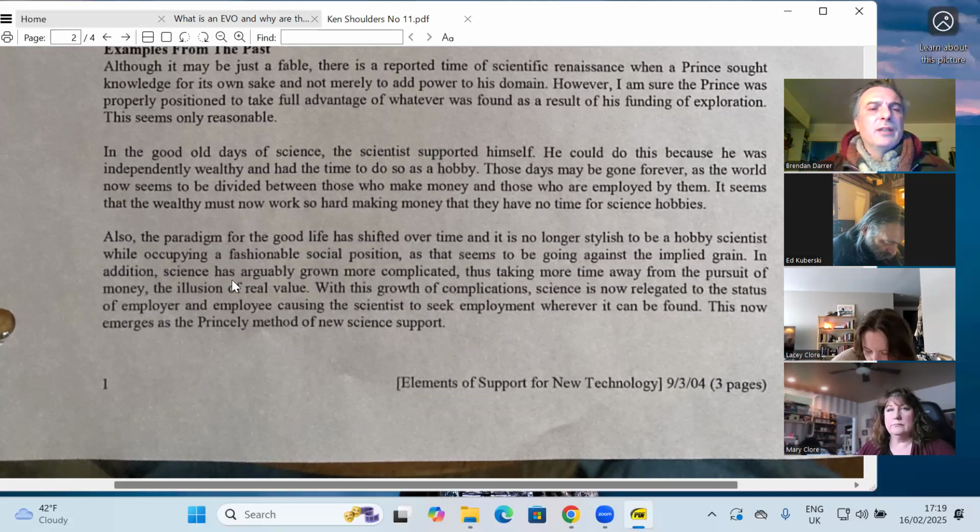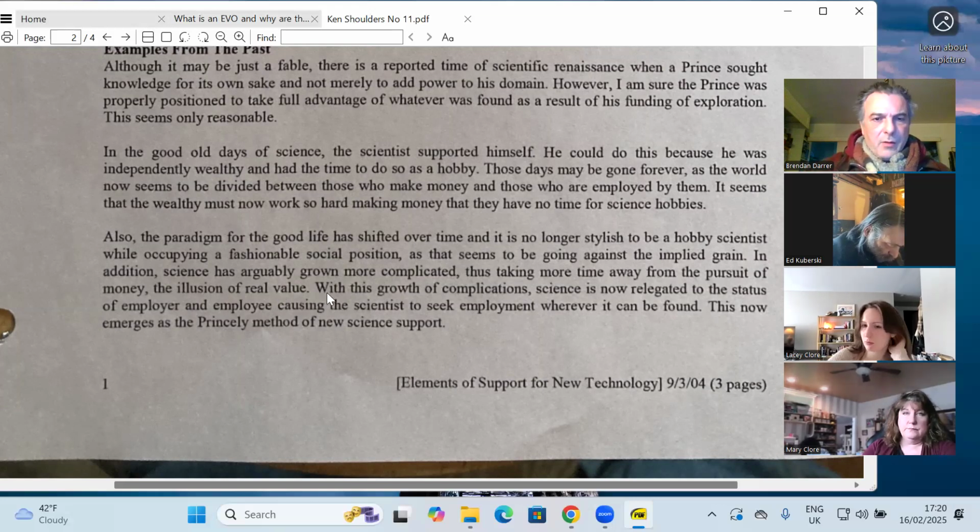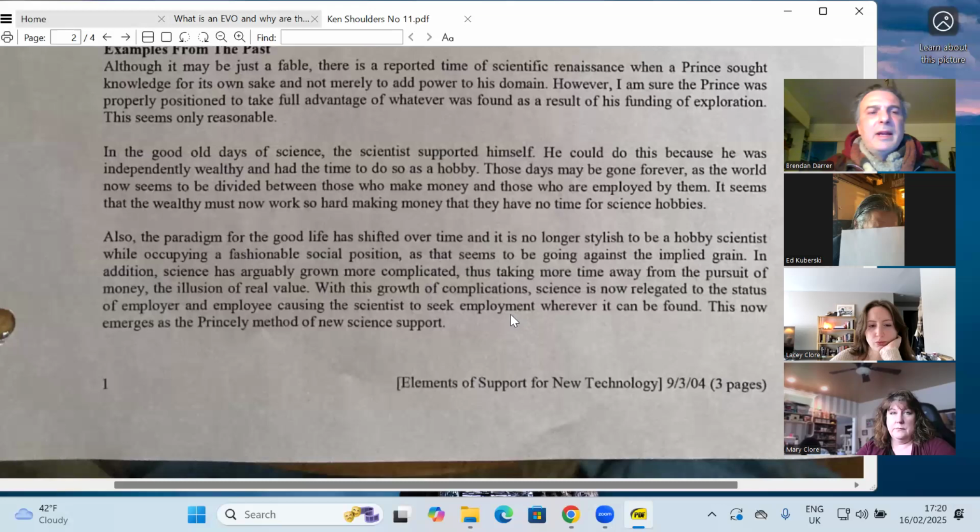In addition, science has arguably grown more complicated, thus taking more time away from the pursuit of money, illusion of real value. With the growth of complications, science is now relegated to the status of employer and employee, causing the scientist to seek employment wherever he can be found. It now emerges as the princely method of new science support.